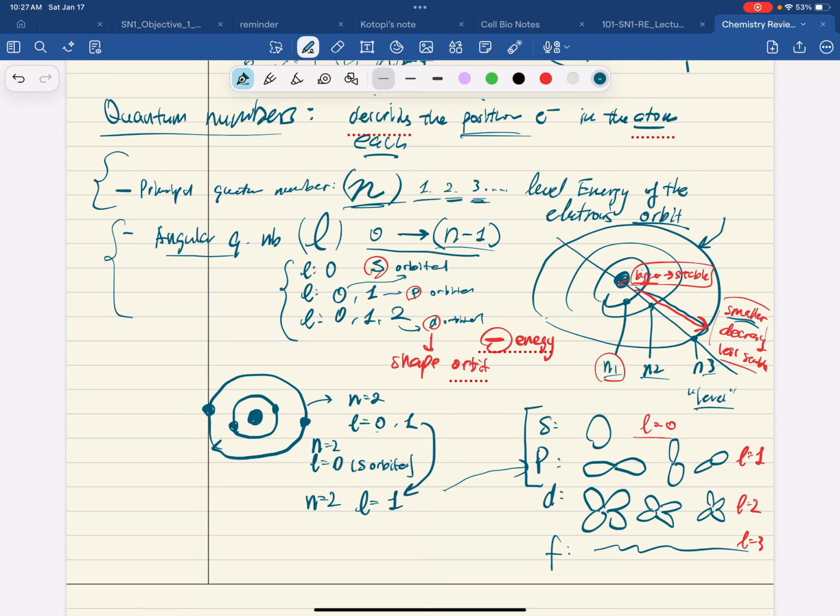So what's going to happen? There's going to be a p orbital like this. Now we have a p orbital. And the p orbital has 3 orientations, so you will be drawing it like this. And that's all the p orbitals we have. So this is an n equals 2 p orbital.